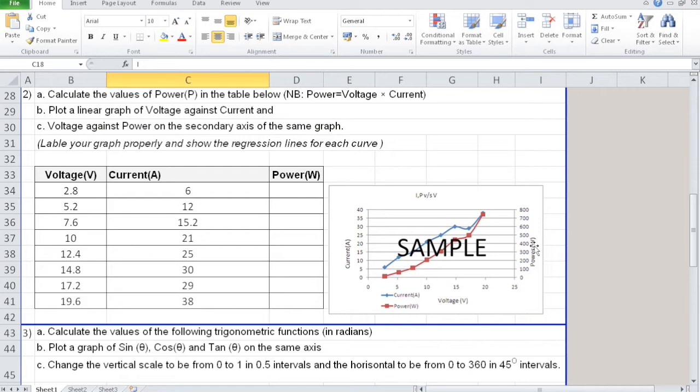You can't put both of them on one axis because let's just look at an example. This one ranges, current is from 0 to 40, whereas power goes from 0 to 800. So it means if you had left them on one side, then the current graph was just going to be there on the bottom. So hence you need to have different scales for current and for power.